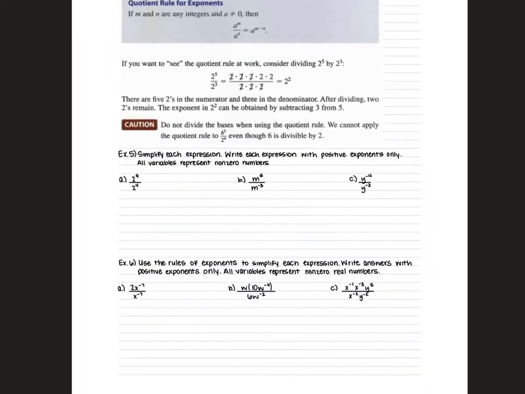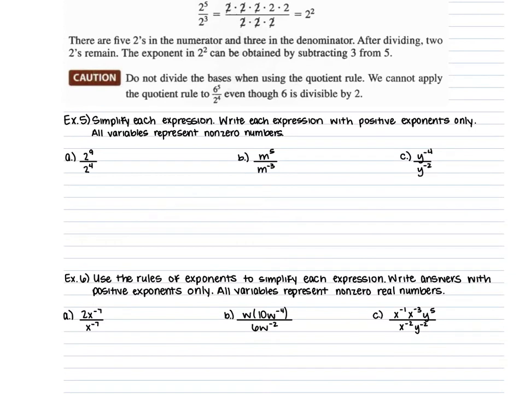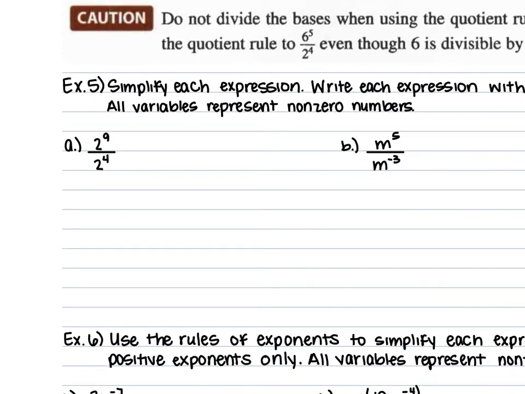In example 5, we are just simplifying these expressions once again and not leaving any negative exponents. If we look at example A, we have 2 to the 9th power over 2 to the 4th power. Our bases are the same for both our numerator and the denominator, so we can subtract those exponents and leave the power where it is positive. So if you look at this, the 9 is greater than the 4, so we're going to bring that up. So it gave us 9 minus 4 in our powers. So that's just 2 to the 5th power.